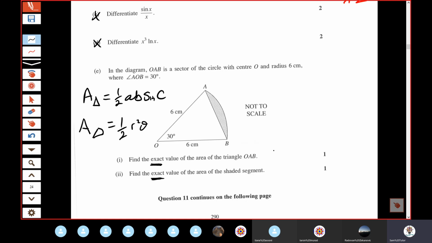All right, answer for part i? 9? We agree with 9? Okay, 9, yep. And part ii? Half 6 squared. Who used 30 degrees? You can't, because it's theta by itself, you can't use 30 degrees. You've got to use it as pi on 6. What does pi stand for?